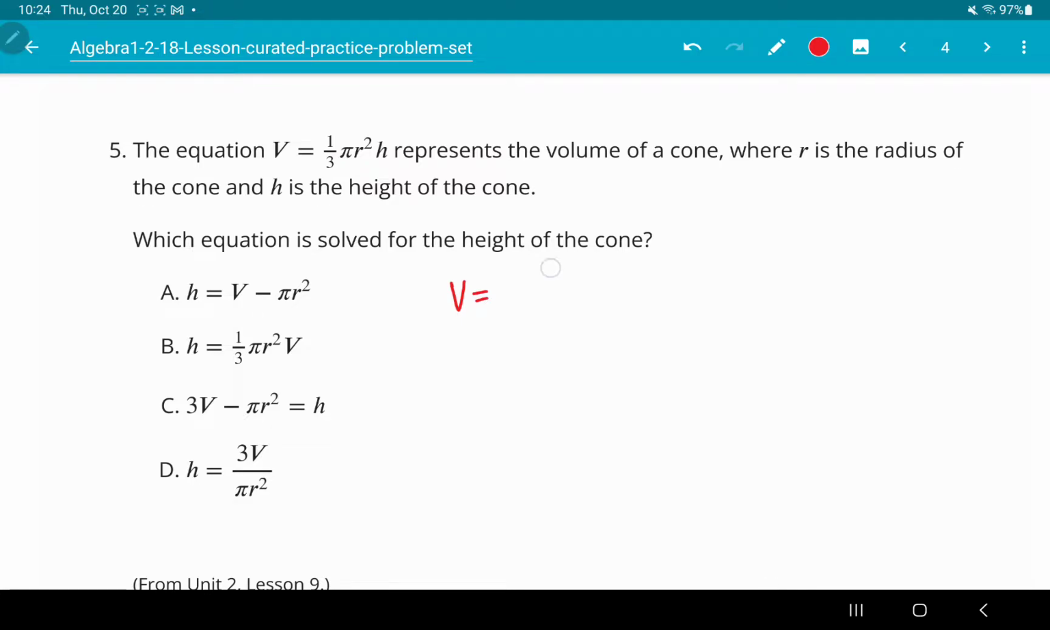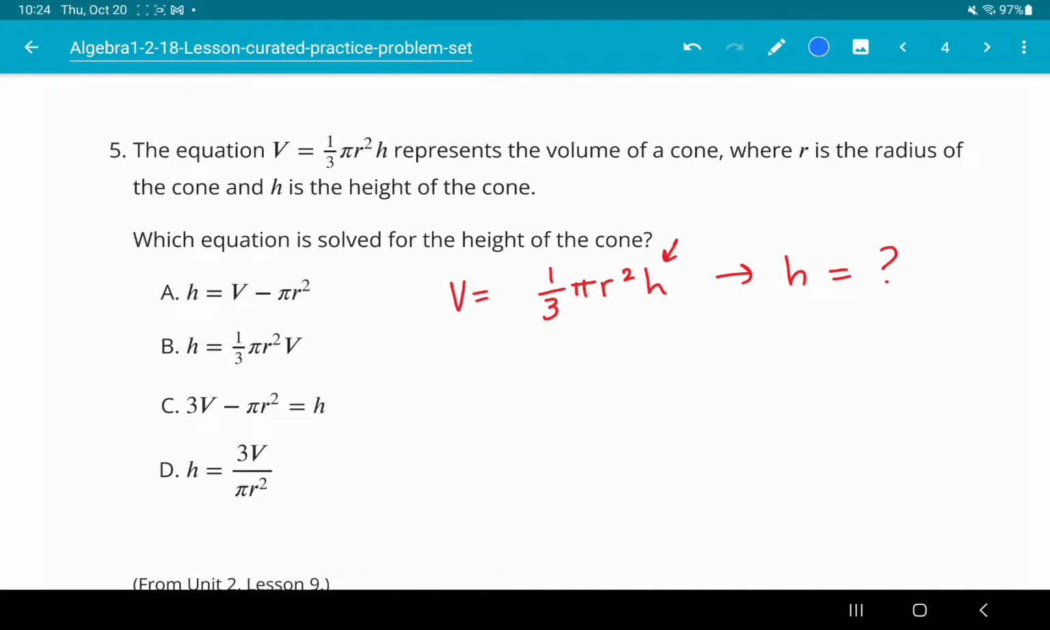V equals, I'm going to leave a little space in here, 1/3 pi r squared h. And we're trying to solve for height. So we want to take this equation and make it look like height equals something. Okay, well, now we have a couple of choices. What we want to do is inverse operations.